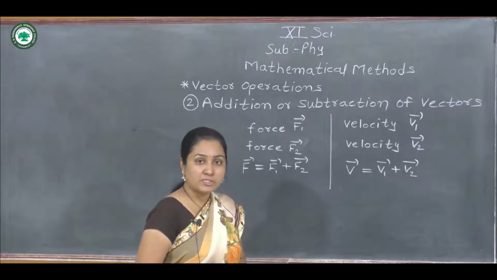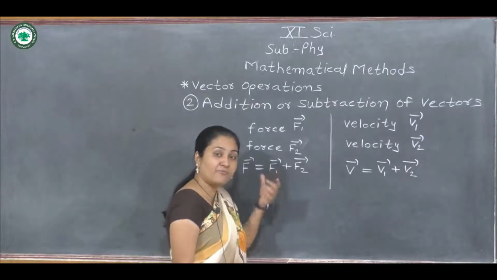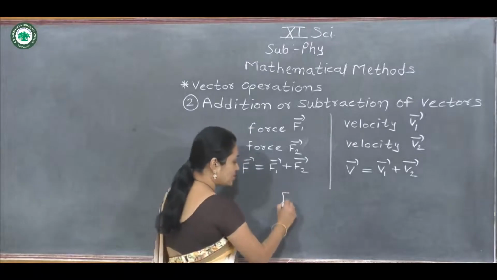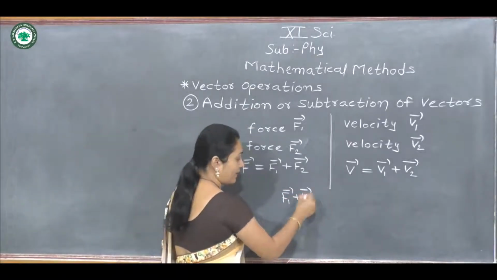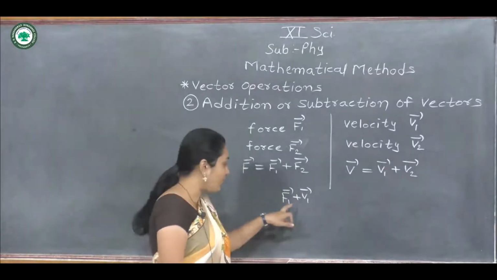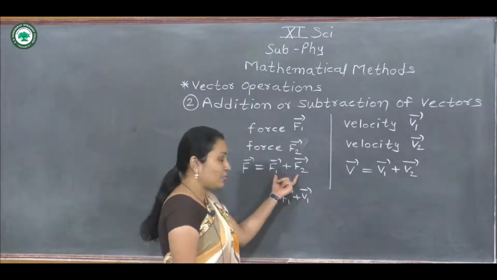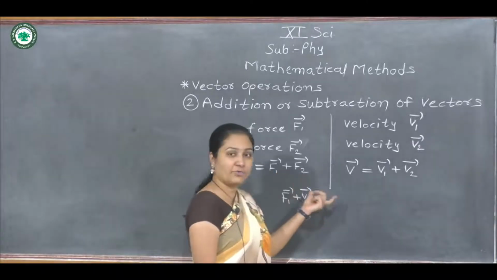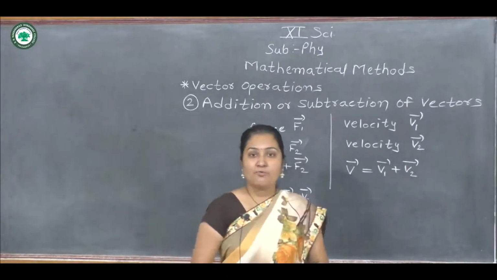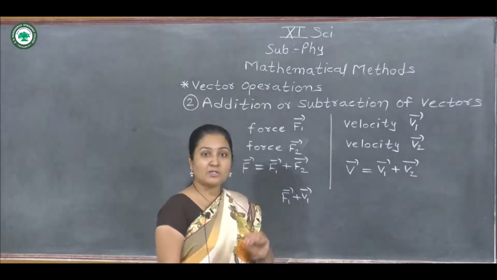But it is not possible to add or subtract a force vector with a velocity vector. That means we cannot perform an operation like F1 bar plus v1 bar, because one is a force vector and the other is a velocity vector. So we have to add the same quantity or subtract the same quantity. Then for doing vector addition or subtraction, we have to consider the direction of the vectors.